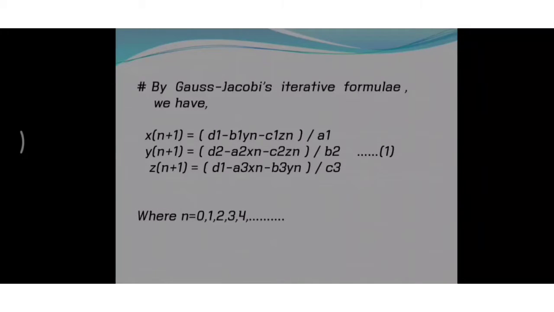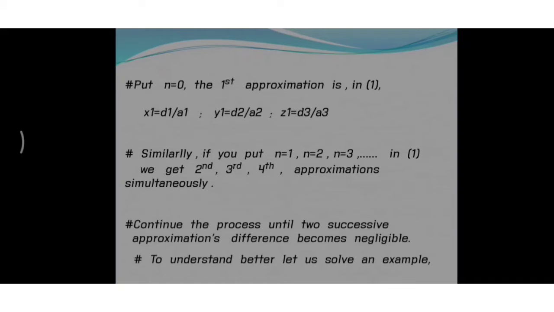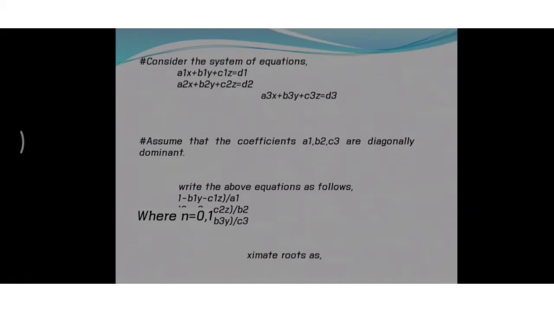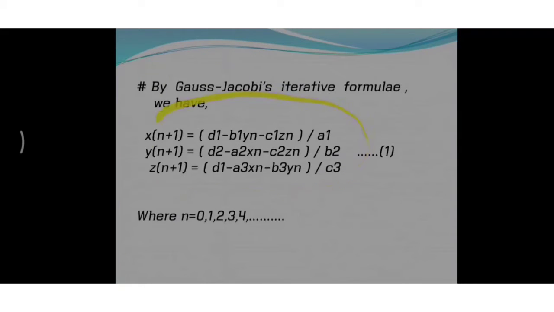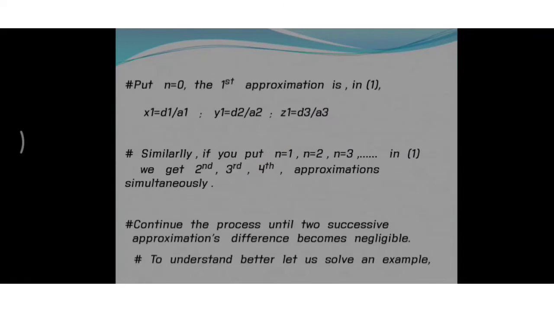By keeping n equal to 0, we obtain the first approximation. By keeping n equal to 1, we obtain the second approximation root. Now put n equal to 0. The first approximation is x1 is equal to d1 by a1, y1 is equal to d2 by a2, z1 is equal to d3 by a3. Similarly, if you put n equal to 1, n equal to 2, n equal to 3 in this equation, we obtain second, third and fourth approximations.